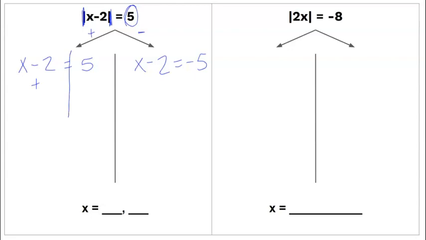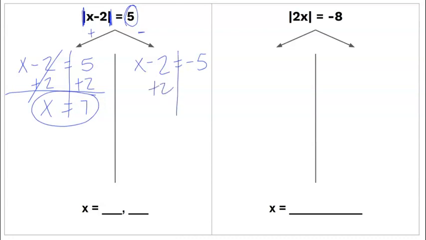X take away 2, we undo that minus 2 with a plus 2 on both sides. So we get x equals 5 plus 2, which is 7. And then we do the same thing over here. We add 2 to both sides. And then we get x equals, now negative 5 plus 2 is negative 3.